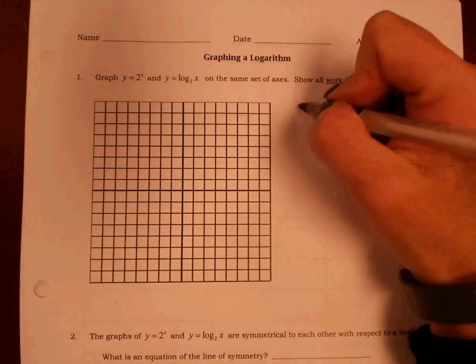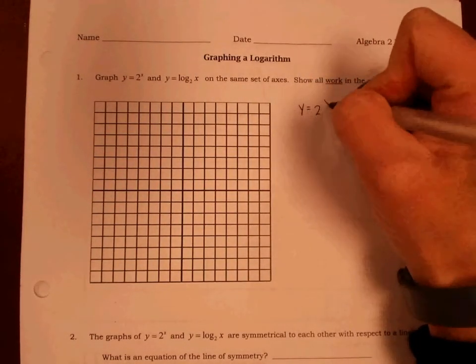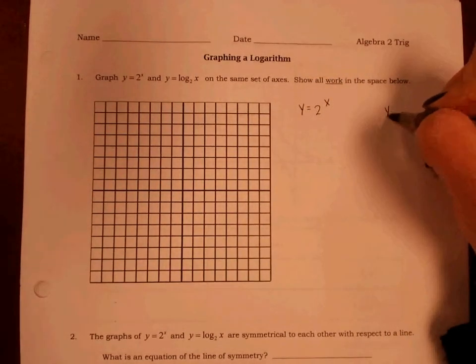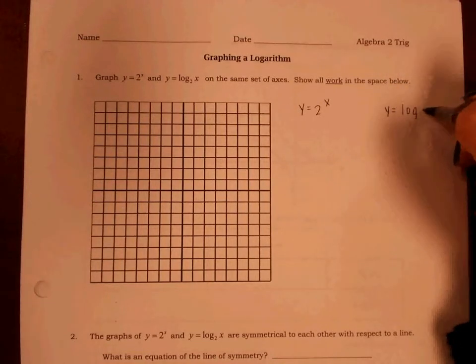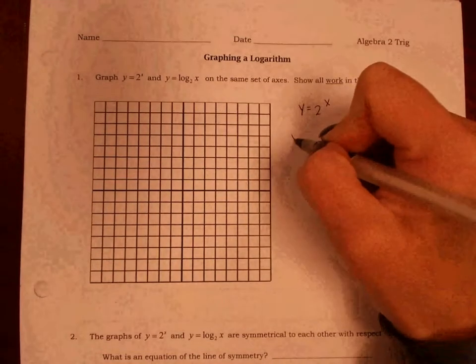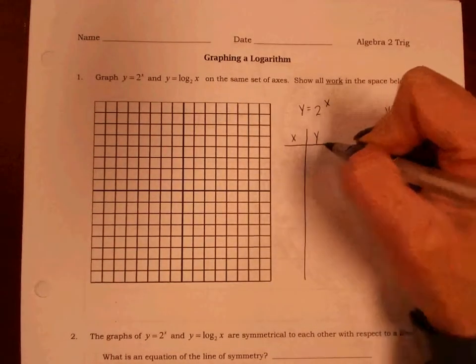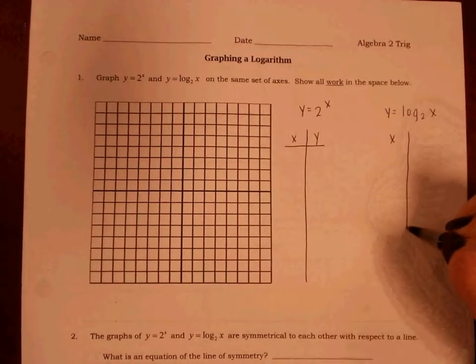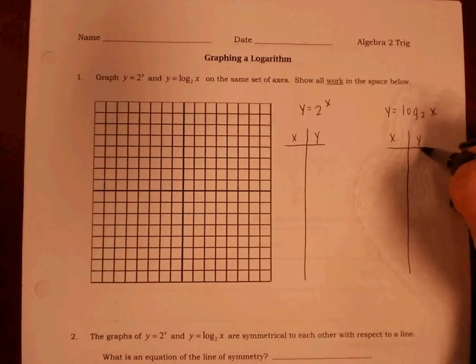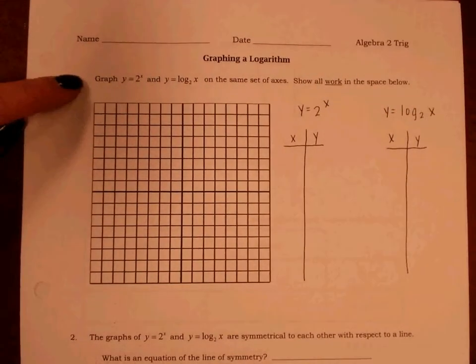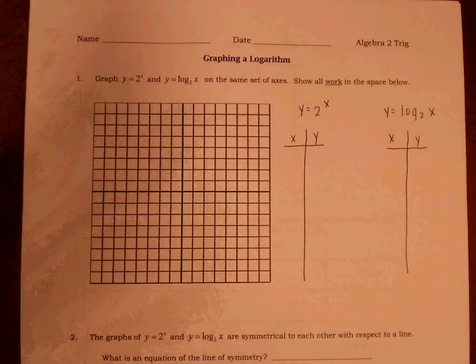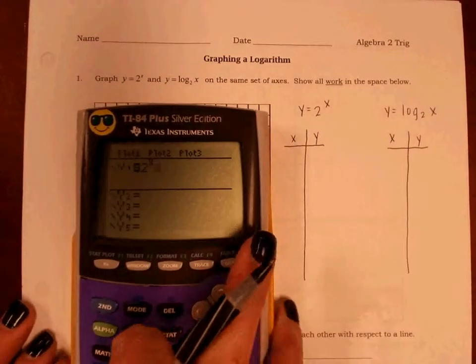So I'm going to set up an XY chart for y equals 2 to the x, and I'm going to set up another one for y equals log base 2 of x. For both charts, I'm going to use the calculator to help me find points. Now notice that the domain was not given from the start, which means you have free will. You could pick whatever you want using the calculator.